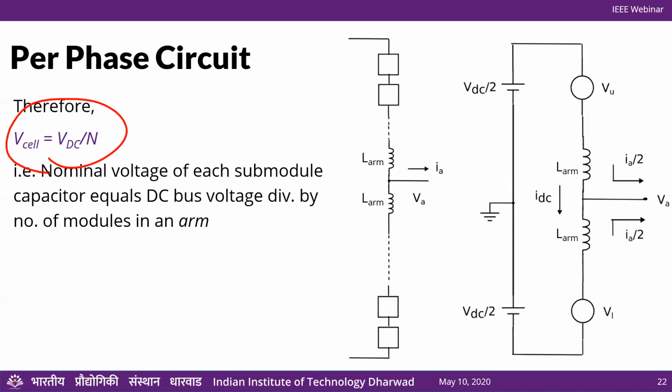So basically that tells us that the nominal voltage of each submodule capacitor equals the DC bus voltage divided by the number of modules in the arm. So essentially this point can swing all the way between 0, which is this node here, all the way to minus VDC by 2. And for that, VU should have a range of 0 to VDC, and therefore V cell must equal VDC by n, right?